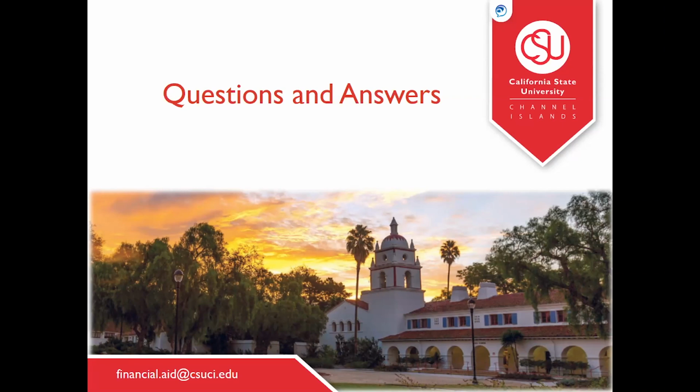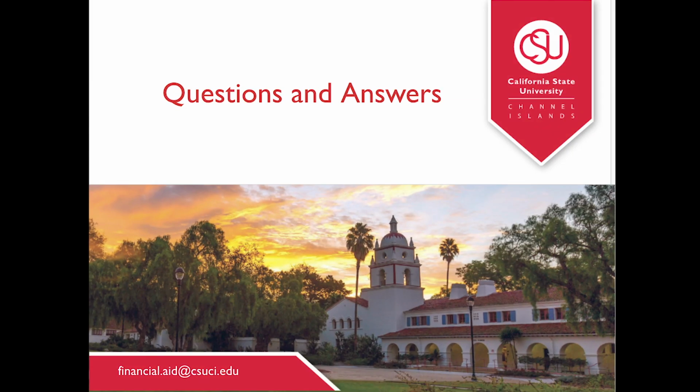Okay. And just a reminder that the official aid offers that you'll be able to accept in the portal will not be available until mid-June. Right now students should be seeing estimated aid offers, and once we do the officials, it'll be about mid-June. You'll receive an email notification from the Financial Aid and Scholarships Office that will direct you to your portal.